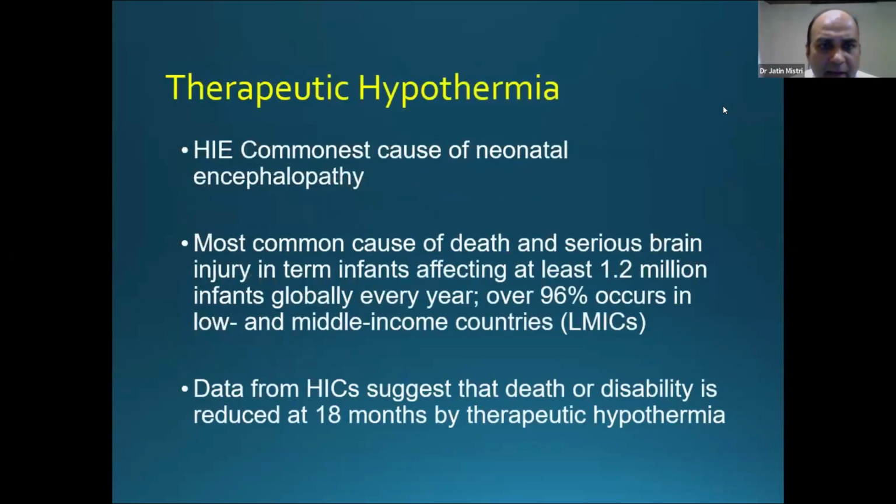So let's start with what is HIE? HIE is a common cause of neonatal encephalopathy. We know that the most common cause of death and serious brain injury in term infants, affecting at least 1.2 million infants globally every year, and out of which 96% occurs in low and middle income countries, which we are aware of. Till therapeutic hypothermia came, there was only conservative treatment for hypoxic ischemic encephalopathy. But a lot of data came from high income countries in the year 2000 suggesting that therapeutic hypothermia has been a very revolutionary treatment in preventing death and disability, and that was proved by a number of trials. Data suggested that death and disability is reduced at 18 months by therapeutic hypothermia.